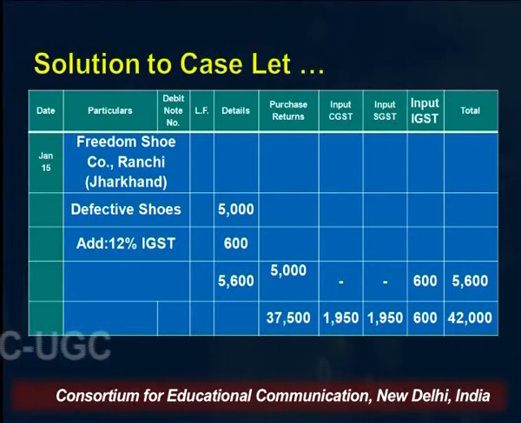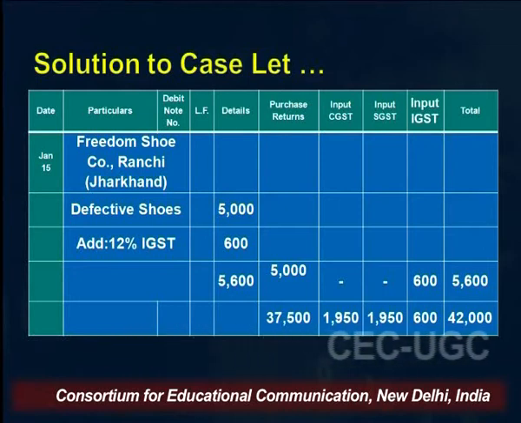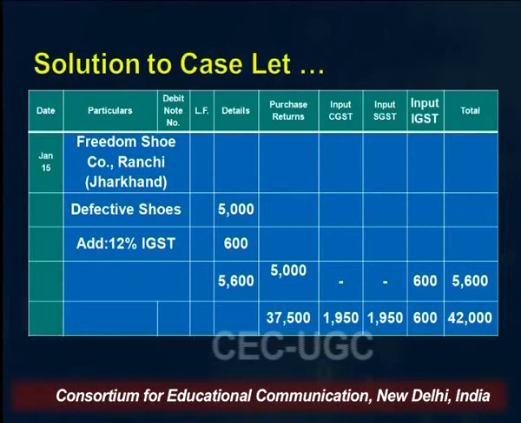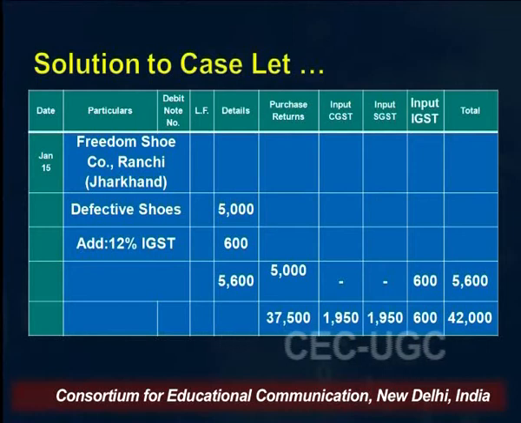So the total returns for the month of January are 37,500 without taxation. After that, the total CGST is 1,950, the total SGST is 1,950, and the total IGST is 600. So this is how we have a 42,000 total amount of transactions for the month of January for which we returned goods, right? As a purchase manager, I would be analyzing it first.